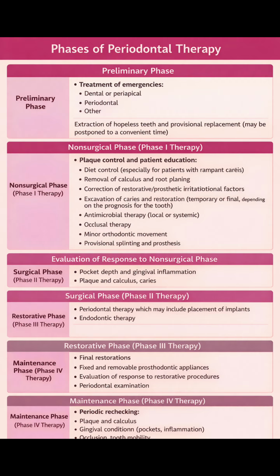Periodontal therapy is not done randomly. It is a treatment that is carried out in systematic phases. Each phase has a specific goal and one phase prepares the foundation for the next. So, before starting definitive periodontal treatment, we first manage emergencies and urgent conditions. This is called the preliminary phase.